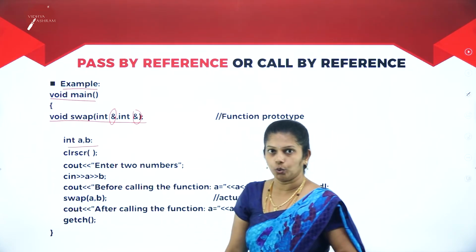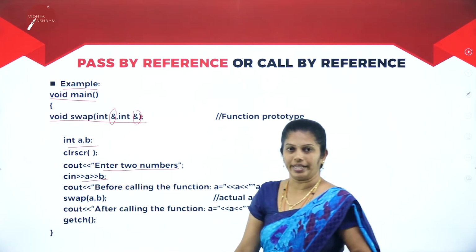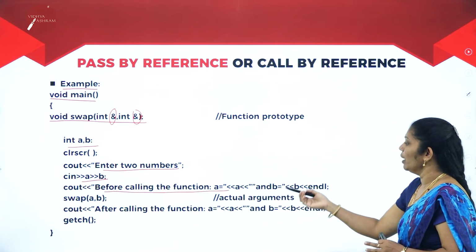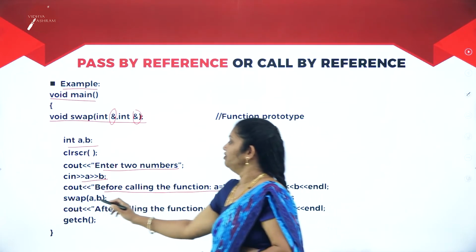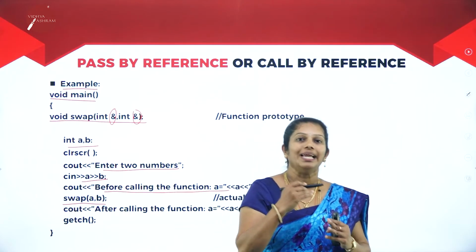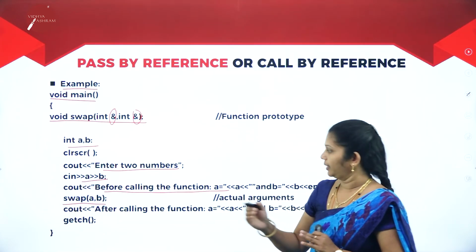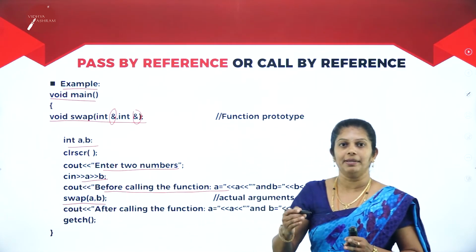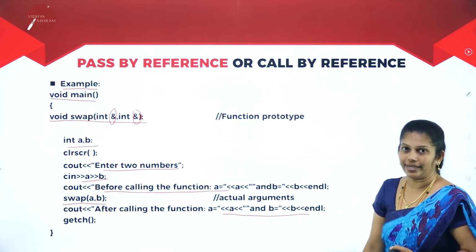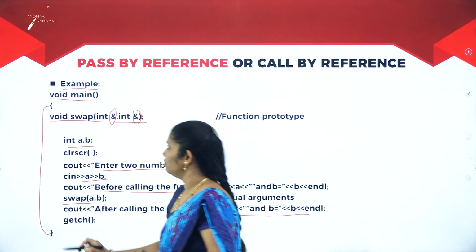As usual, we are declaring two variables, int A and B. Then cout, enter two numbers, and we input the two variables A and B. Then before calling the function, it will display the A value as well as the B value. Then we will call the subprogram swap. When we call the subprogram, the values will interchange. For example, in the beginning, A is declared as 10 and B as 20. When I call the swap program, the A and B values will interchange. Now A is 20 and B is 10. Then getch and close the main program which you opened.